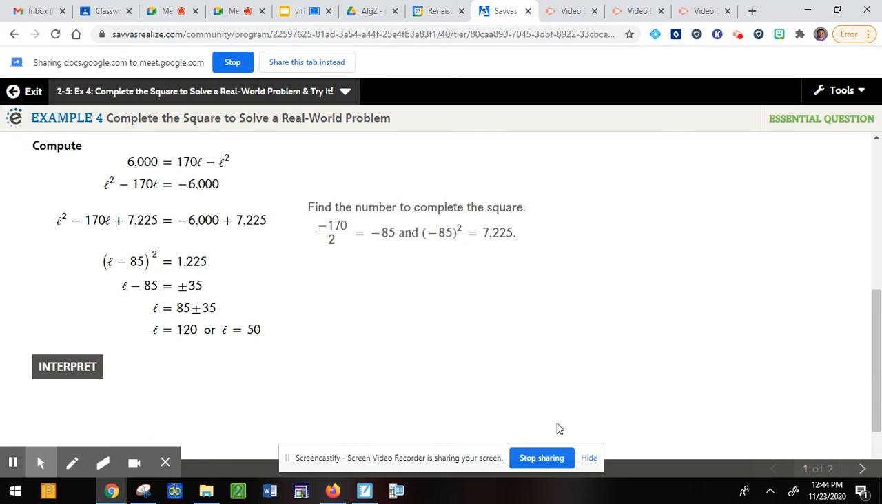The square root of 625 is plus or minus 25. You add 85 to both sides. I know we would leave answers as plus or minus in some of those previous examples, but when it's not imaginary or irrational, you can actually add them together. So 85 plus 25 is 110, and 85 minus 25 is 60. So your length could be 110 or 60.